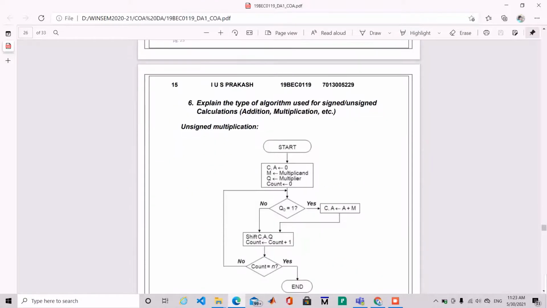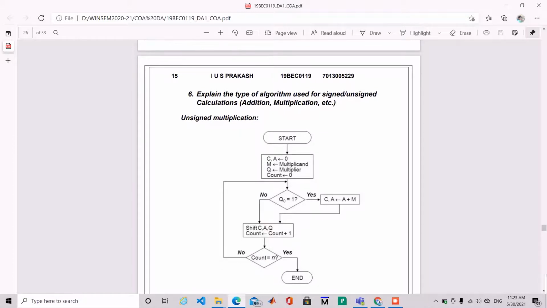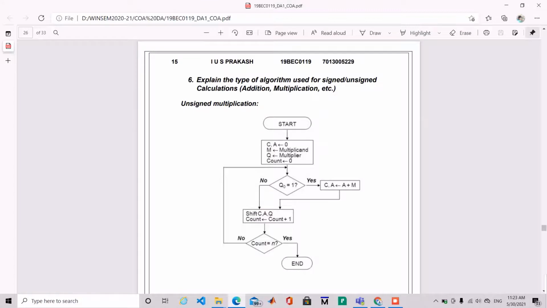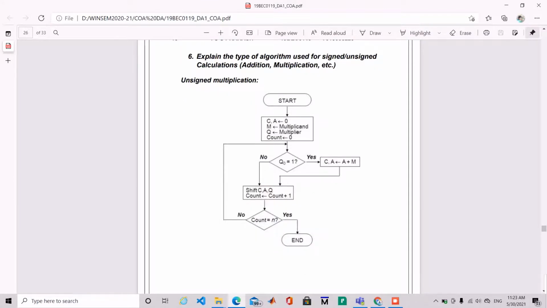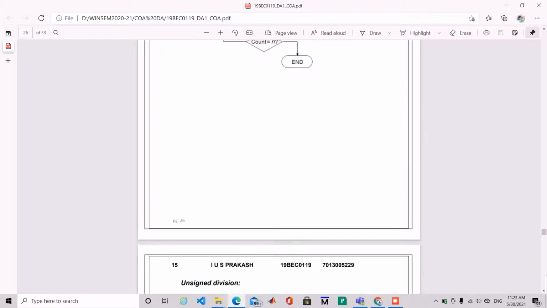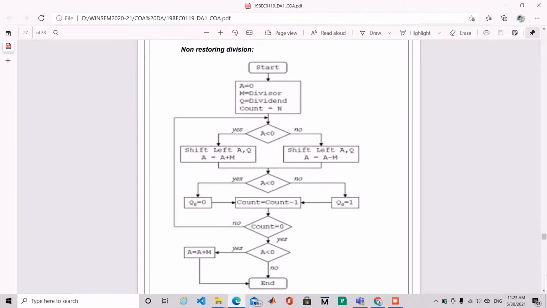The sixth question is to explain the type of algorithm used for signed or unsigned calculations, meaning addition, multiplication, etc. The algorithm used for unsigned multiplication goes from start, and in the middle we connect a multiplicand and multiplier and give the shift count, etc. And this is the non-restoring division flowchart.